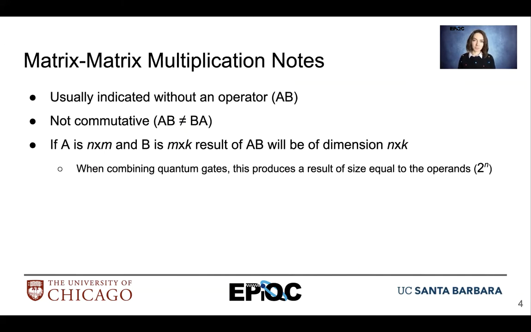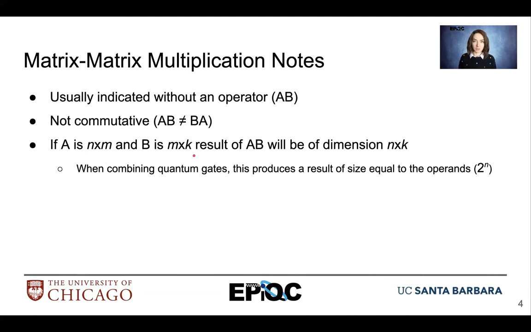Some notes about matrix-matrix multiplication. Sometimes we can see the operation without an operator between the two matrices. So this means that we are combining matrix A and matrix B with multiplication. It's not a commutative operation, so A times B is not equal to B times A in general. If A is of size n by m and B is of dimension m by k, the resulting matrix will be the outside dimension, so n by k.